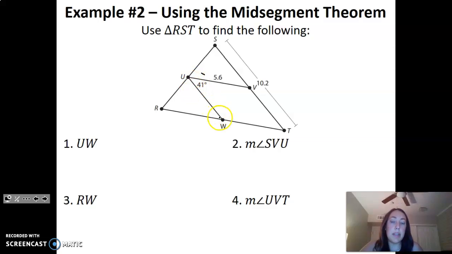So remember, the midsegment is half as big as the side. So if the side it's parallel to is 10.2, that means UW has to be half of that, which is 5.1.